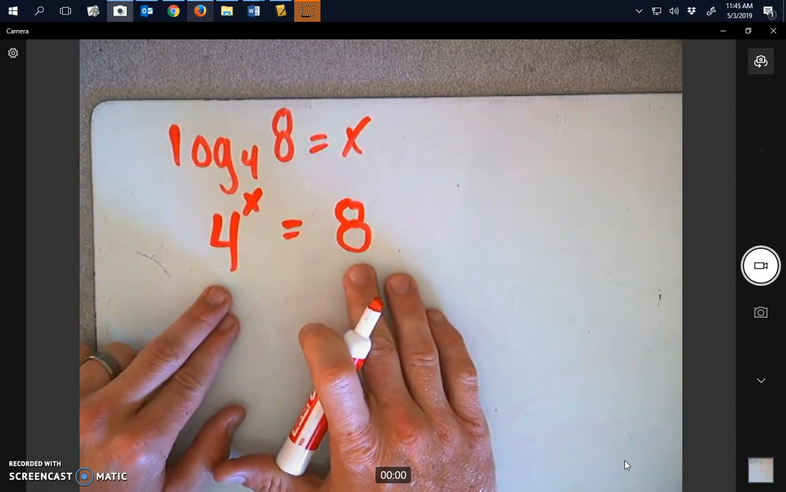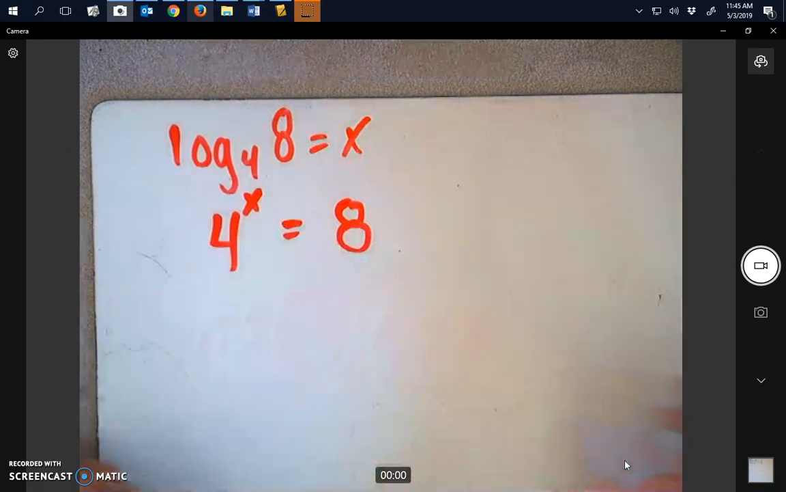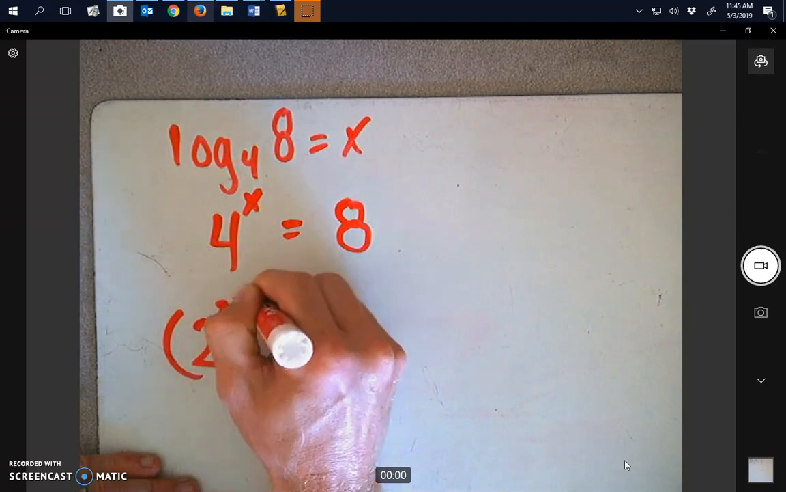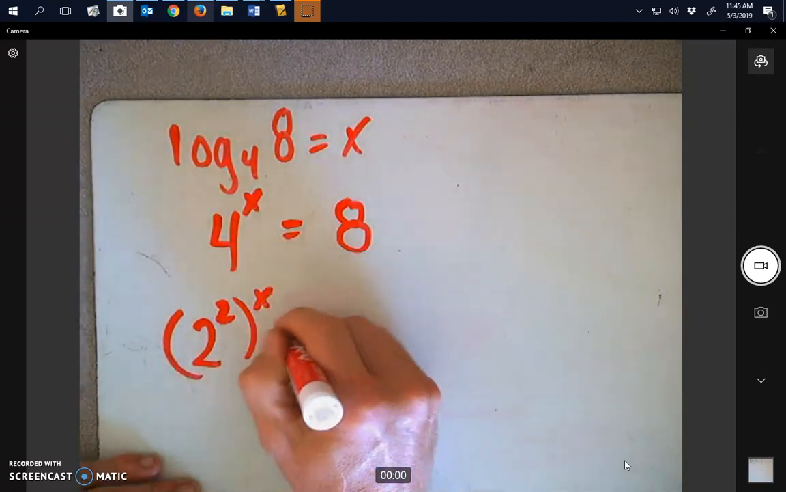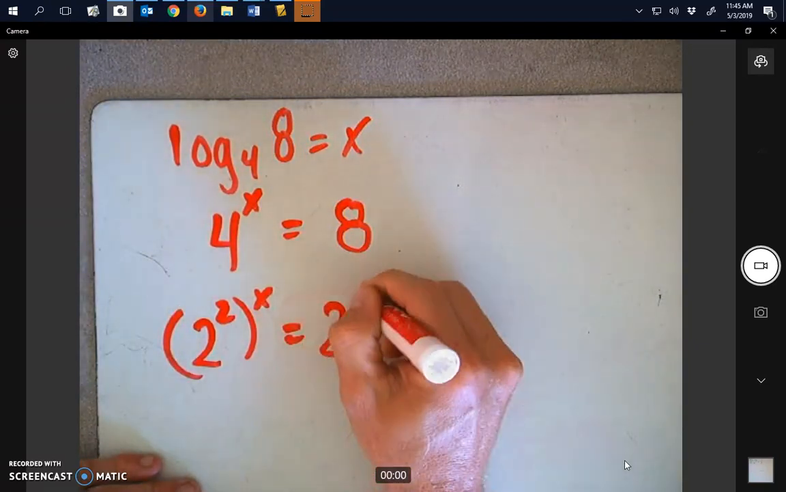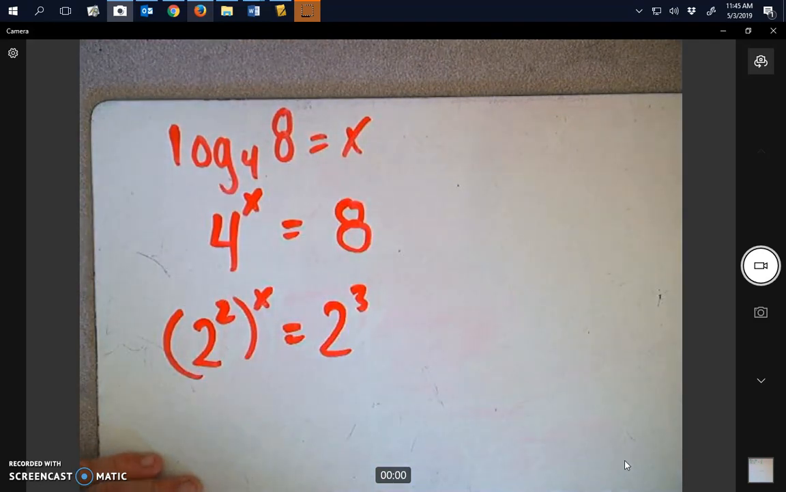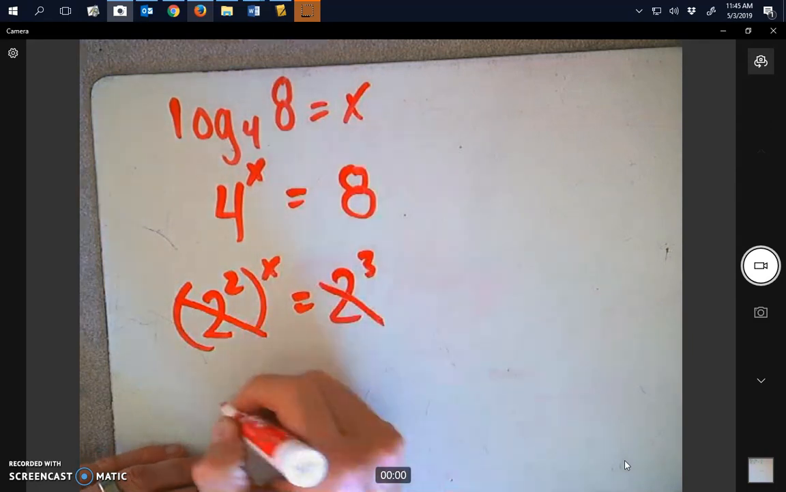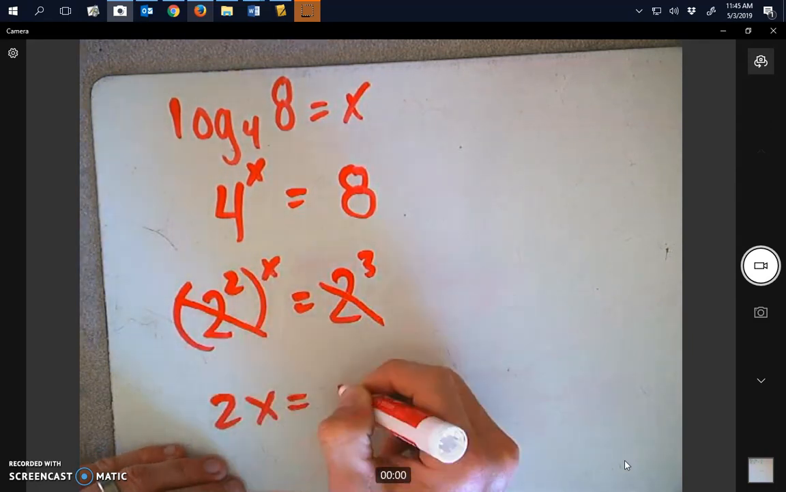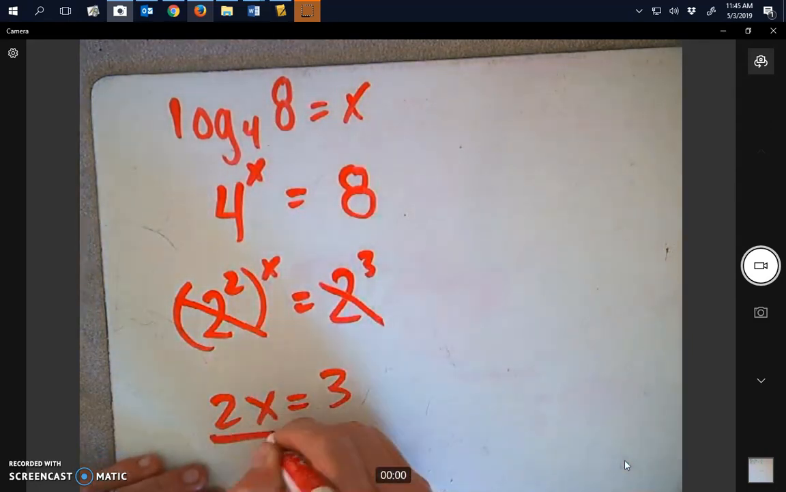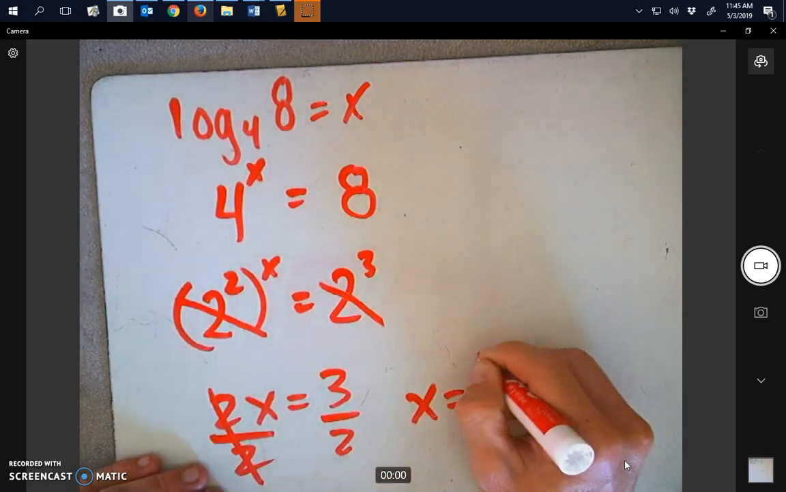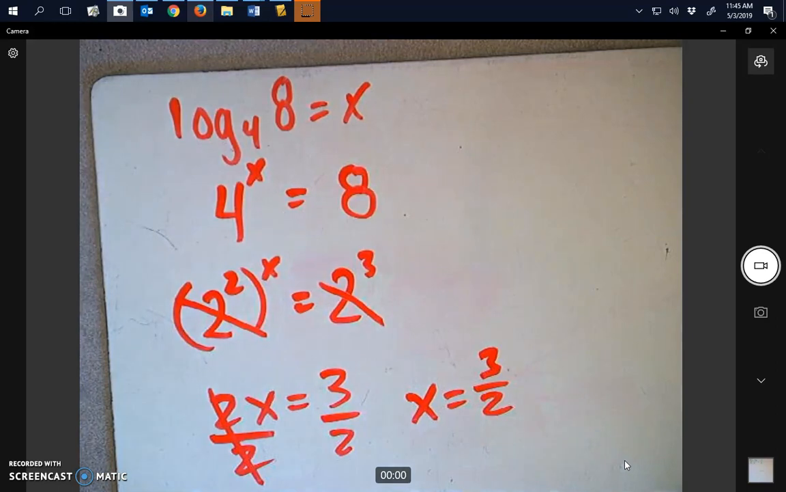They both can be rewritten as a base of 2. So 4 is written as 2 to the 2, and that exponent's outside. And 8 can be rewritten as 2 to the 3rd power. Now, just like the last problem, we have the same base, which is convenient. We can cross the bases out, and we have 2x is equal to 3. Divide both sides by 2, and x equals 3/2.